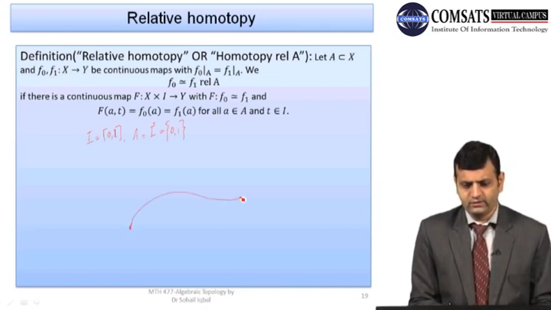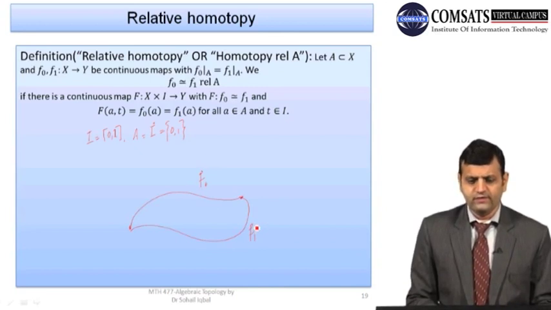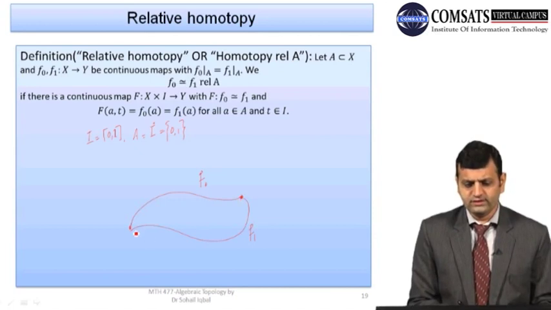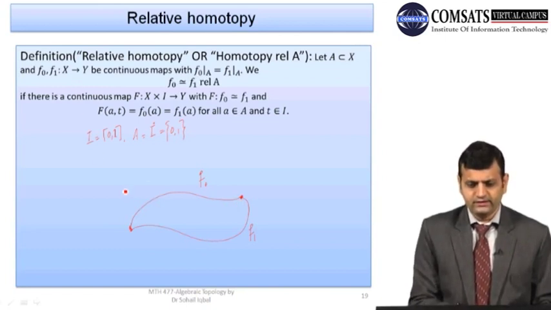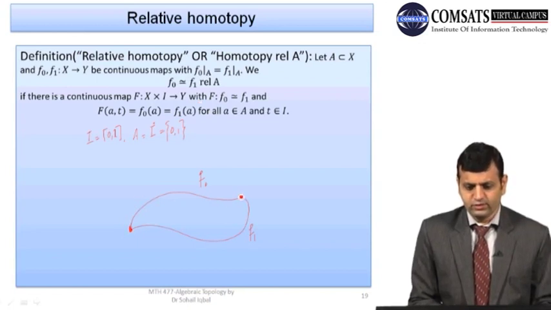So these two functions, which are functions from X to Y, let me represent one function f0 with this graph and another function with this graph. Of course these graphs will be very complicated in higher dimensions, but I'm just sketching the simplest case where the graph of f1 is given by this curve, and the graph of f0 is also given by this curve. If we have these two continuous functions, then they are relatively homotopic, which means that these endpoints are going to be fixed.